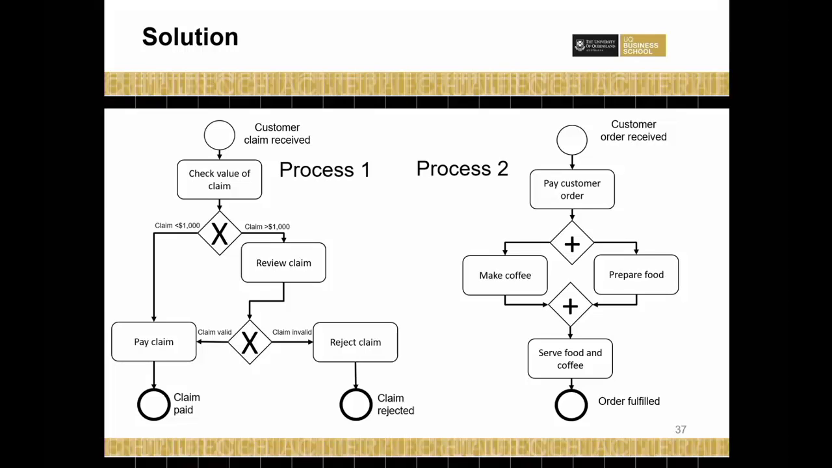Please check your models that you do not have pay claim twice. You should have it only once. So you need to link it back. Surely you have started with this one and then went on to this, but if the decision is valid, then you have to go into pay claim. So don't go out here and say pay claim. It needs to go back in here.